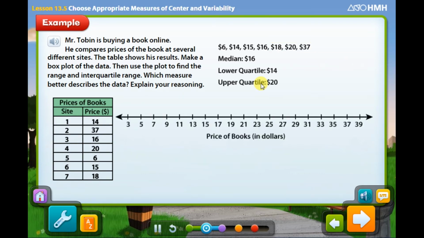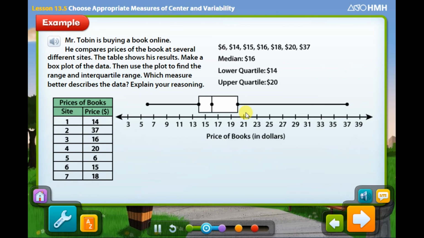So let's graph the box plot. The least number is 6. The highest number is 37. And then put the median, the lower quartile, and the upper quartile in the box plot. The box plot is shown above the number line.